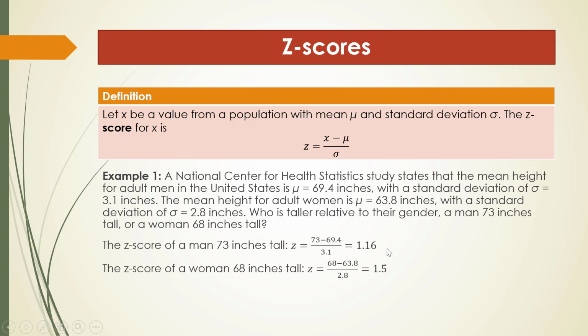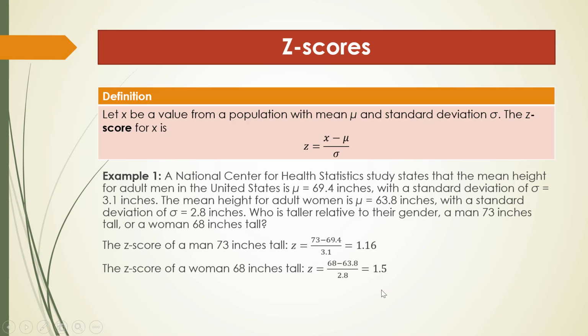Now similarly, we find the Z-score of a woman 68 inches tall. Z is equal to 68 minus 63.8 over 2.8. 68 is her actual height. 63.8 is her population mean height, and 2.8 is the standard deviation of her population. And the Z-score for her actual height is 1.5.